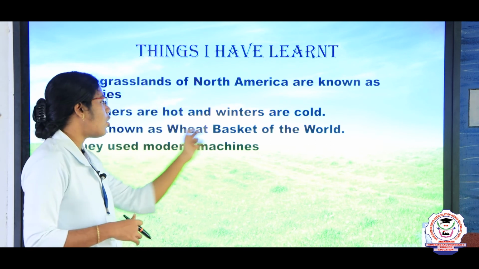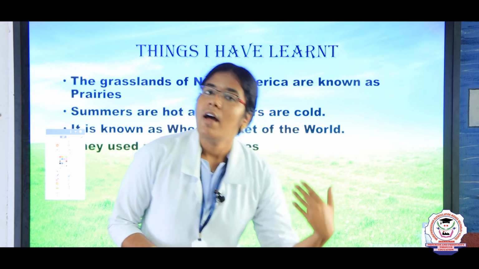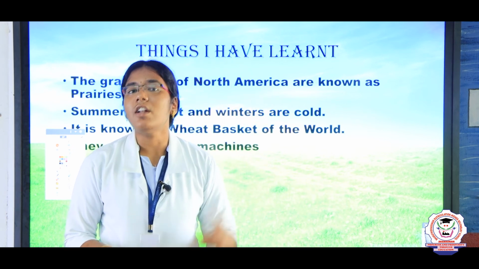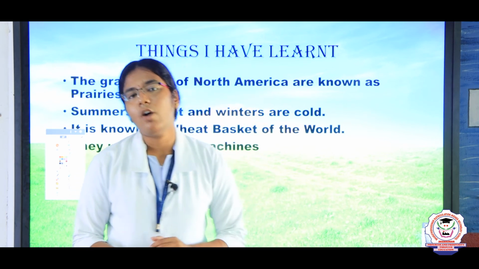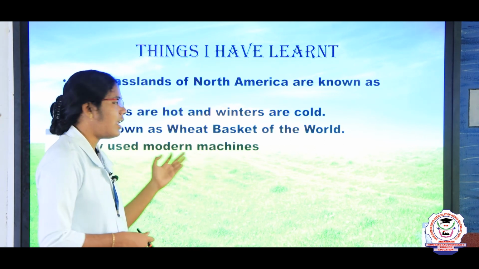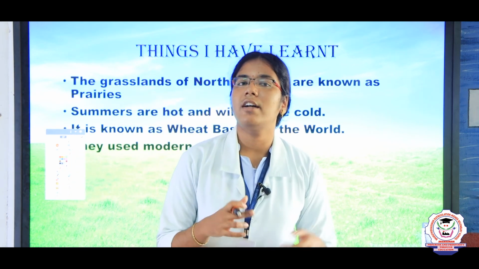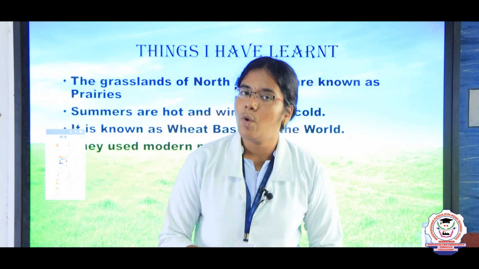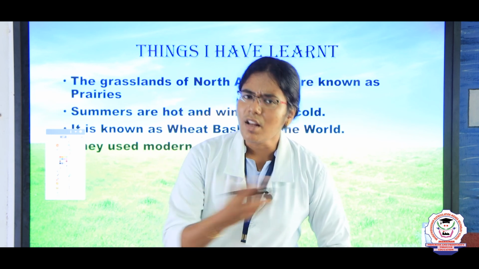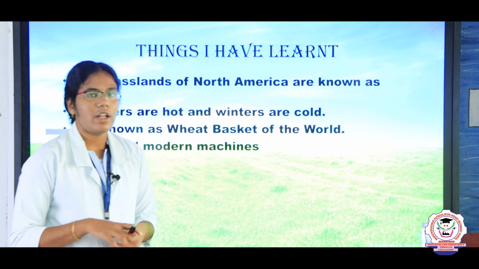The Prairies are also known as the wheat basket of the world. Why? Because of the favorable climatic condition, the crops grow very well here. Agriculture is done with the help of machines for threshing, harvesting, sowing, and ploughing.